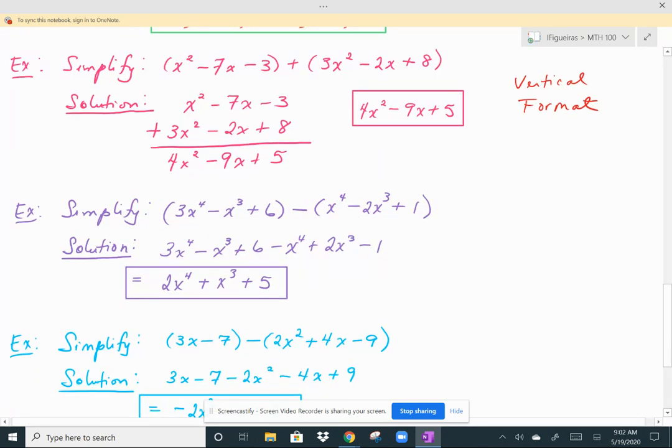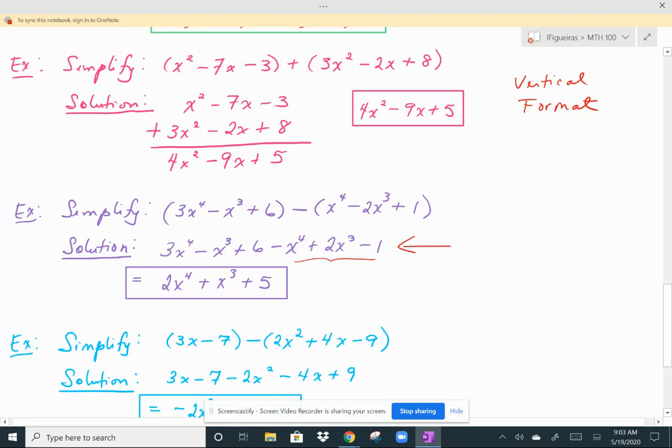Okay, so here's a subtraction problem. 3x to the fourth minus x cubed plus x minus x to the fourth minus 2x cubed plus 1. When you have a minus in between your polynomials, you're going to have to distribute that negative across to all of the terms in that polynomial, which is exactly what I did in this first line. So the first polynomial, I simply rewrote it, dropped the parentheses, you don't need them. And then the second polynomial becomes negative x to the fourth plus 2x cubed minus 1.